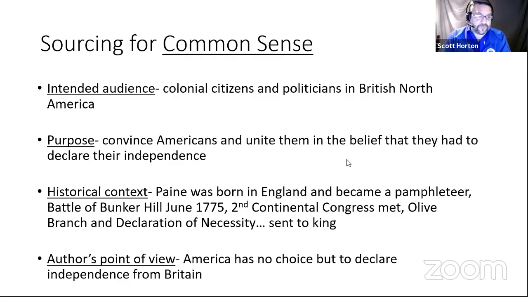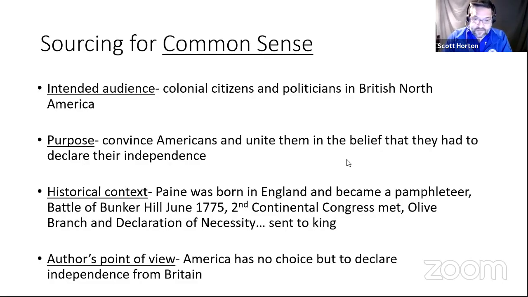He's also writing, and if you look at the purpose, it sort of blends together with this. He wants to convince Americans that the only option now is to declare independence, and he will be very influential in convincing people of that. He's an important part of the story here. It's a really important document.